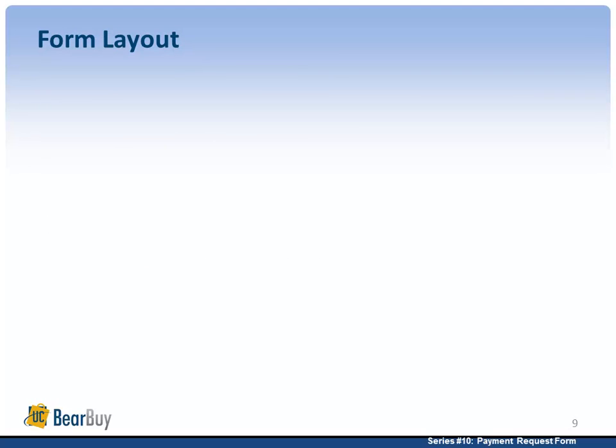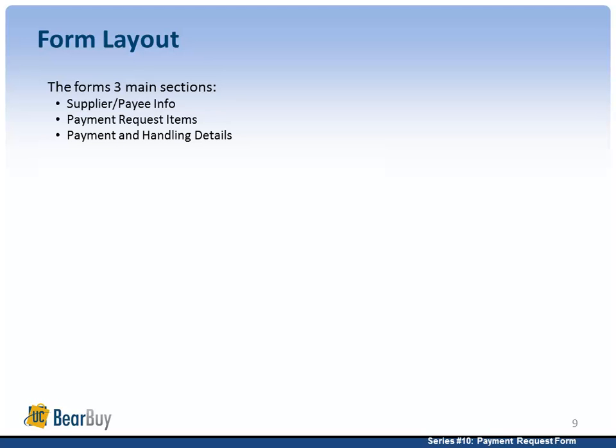So now let's look at the payment request form layout. The form is comprised of three main sections. They are the supplier payee information section, the payment request item section, and the payment and handling details section. Now we're just going to look at each of these sections a little bit more and explain each field within them.